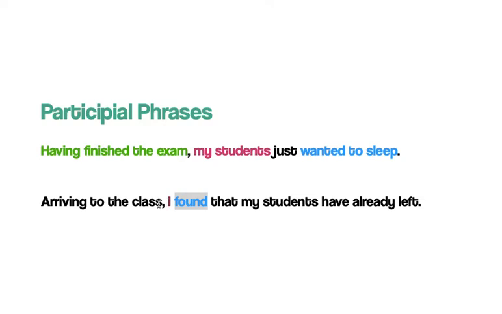Now, what is arriving to class? So arriving to class, we have the ing here, which is not a gerund because we don't have the verb to be and we don't have a subject within the same clause, because it's not a clause, it's a phrase. And I need some extra information to complement it. Arriving to class, I found that my students have already left. So what is this? Extra information modifying this idea, okay?